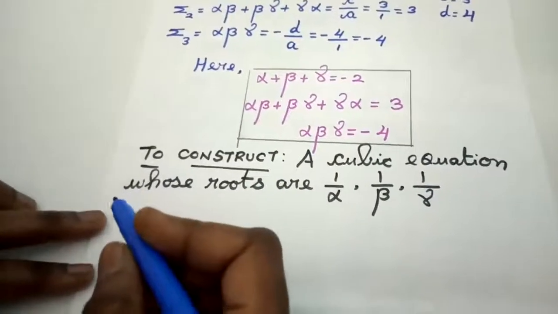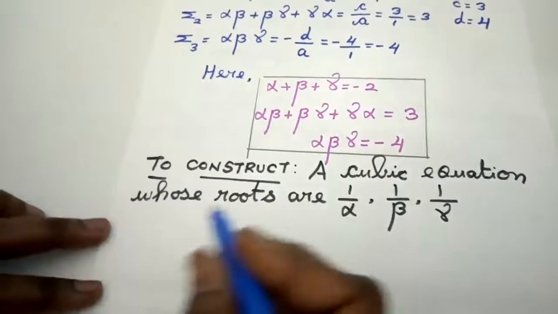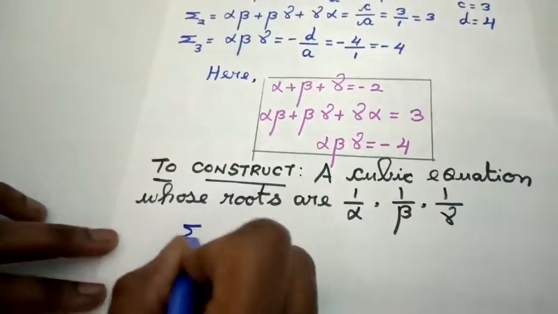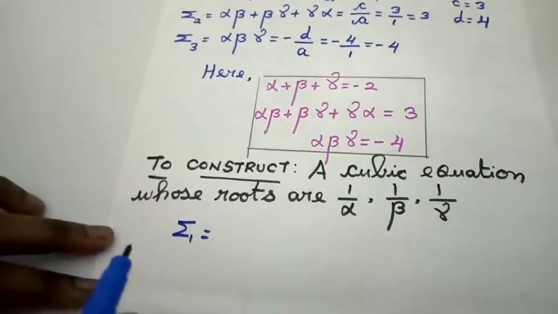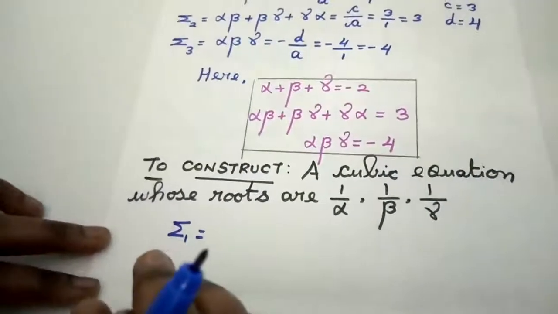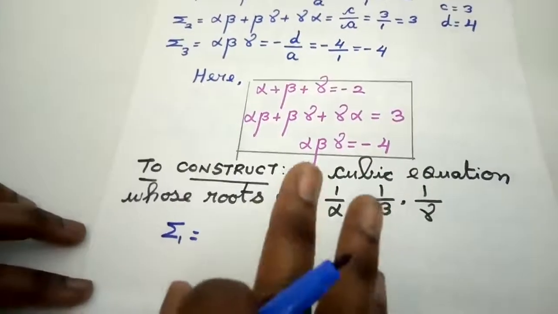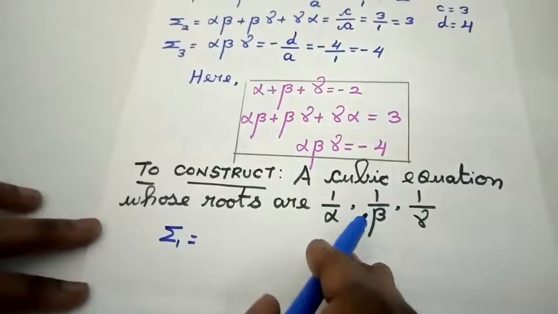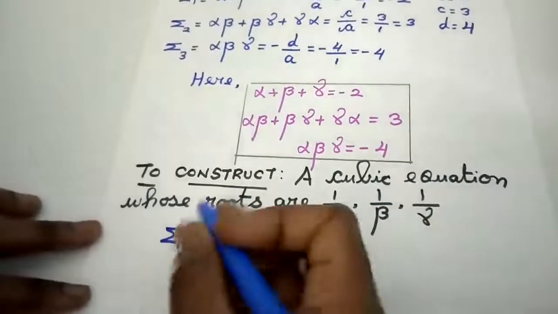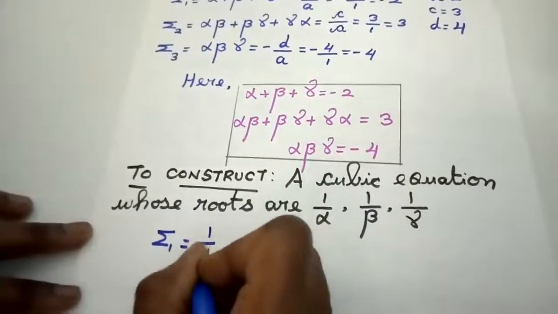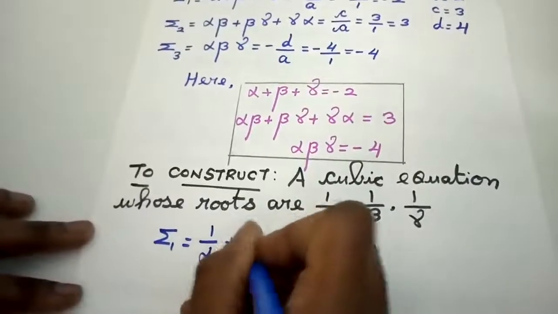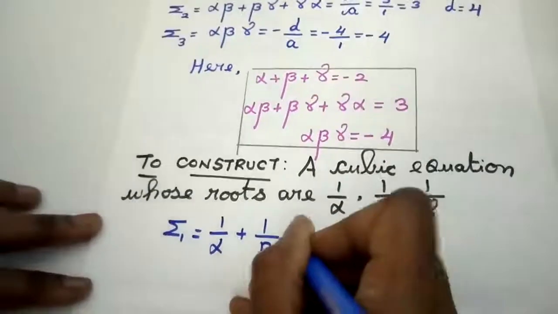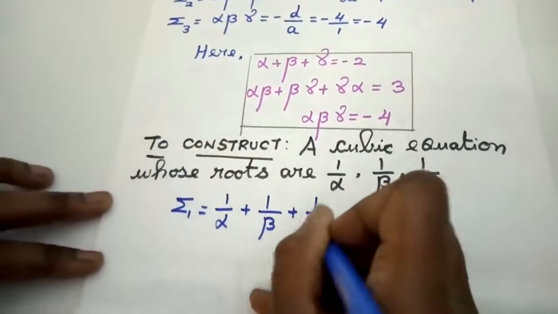Let me do it slowly. Just observe here, students. Summation 1. What is the concept of summation 1? If you are having 3 roots, you are going to add those 3 roots. That's all. So what are the 3 roots I am having here? 1 by alpha, 1 by beta and 1 by gamma. That is 1 by alpha plus 1 by beta plus 1 by gamma.